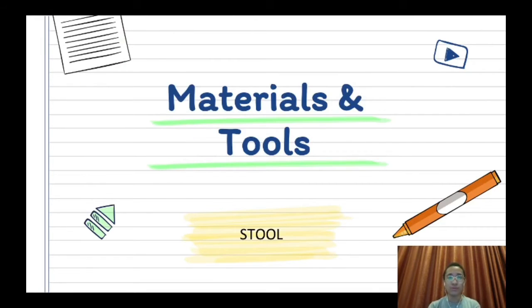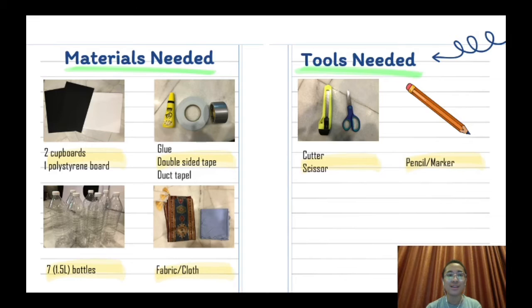So let me tell you the materials and tools that I used to make this stool. The materials are 2 cardboards, 1 polystyrene board, glue, double-sided tape, duct tape, 7 bottles of 1.5 liter volume, and fabric or cloth. The tools are cutter, scissor, pencil or marker.